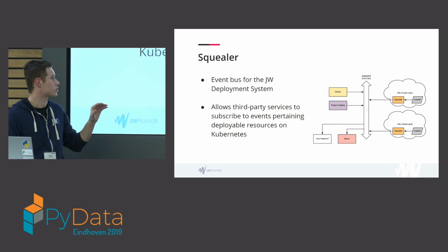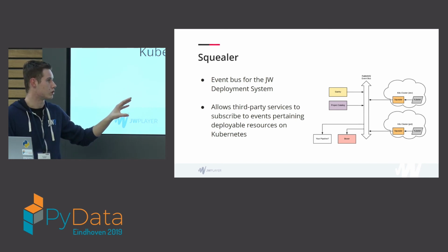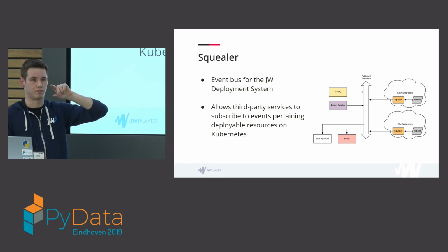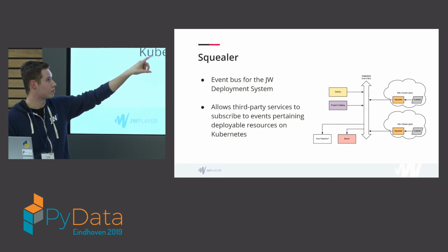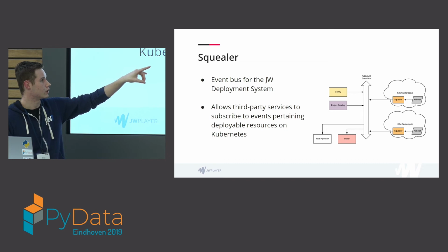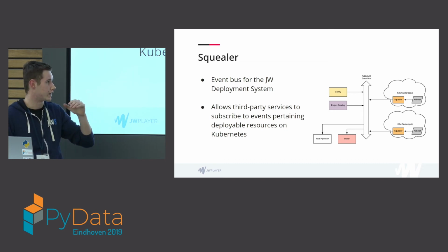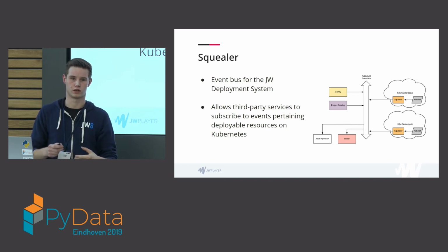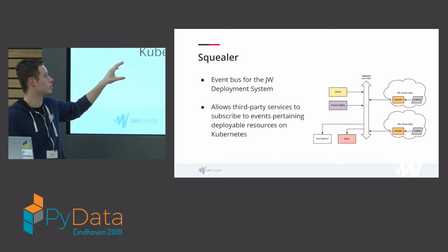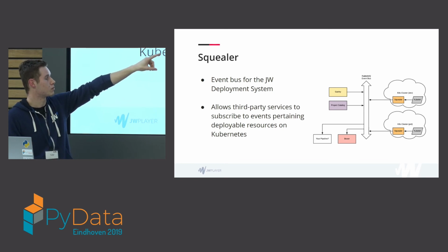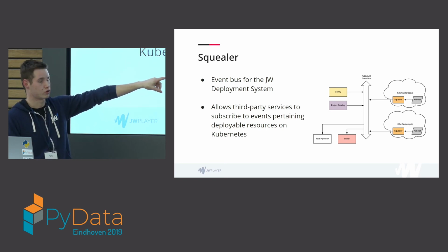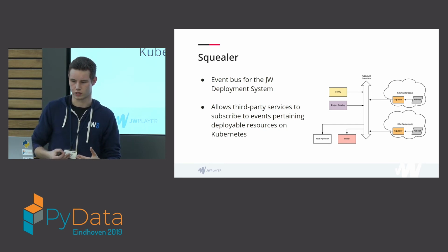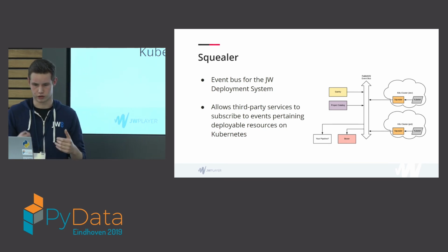Within our deployment system, Squealer is the event bus. So anytime something happens on Kubernetes, a message will be published to this RabbitMQ event bus that is managed by Squealer. And then everyone can connect to that event bus and listen for events. For example, when you create a job on Kubernetes through Gantry, a message will be pushed to that event bus, and then consumers can listen to that. So you can perform some action based on whether some event is going on your cluster.